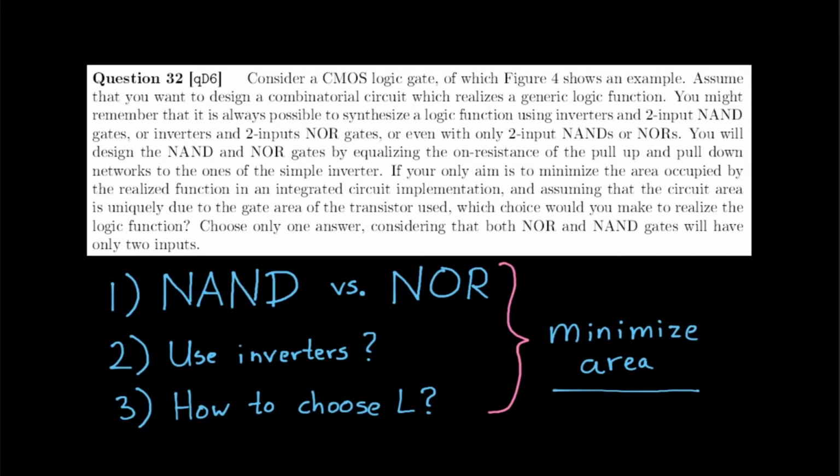This video discusses the solution to question 32. Consider a CMOS logic gate, of which figure 4 shows an example. Assume that you want to try to design a combinatorial circuit which realizes a generic logic function.